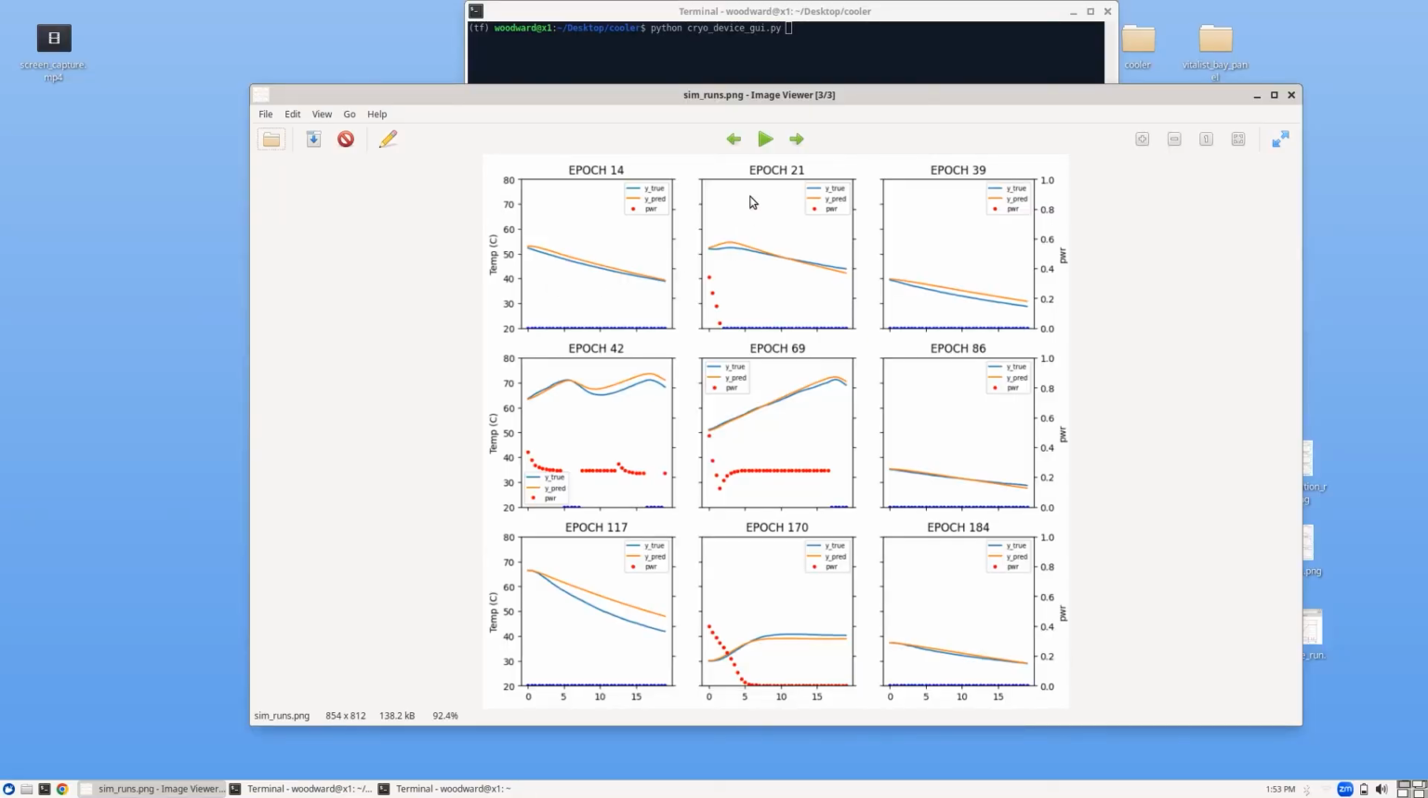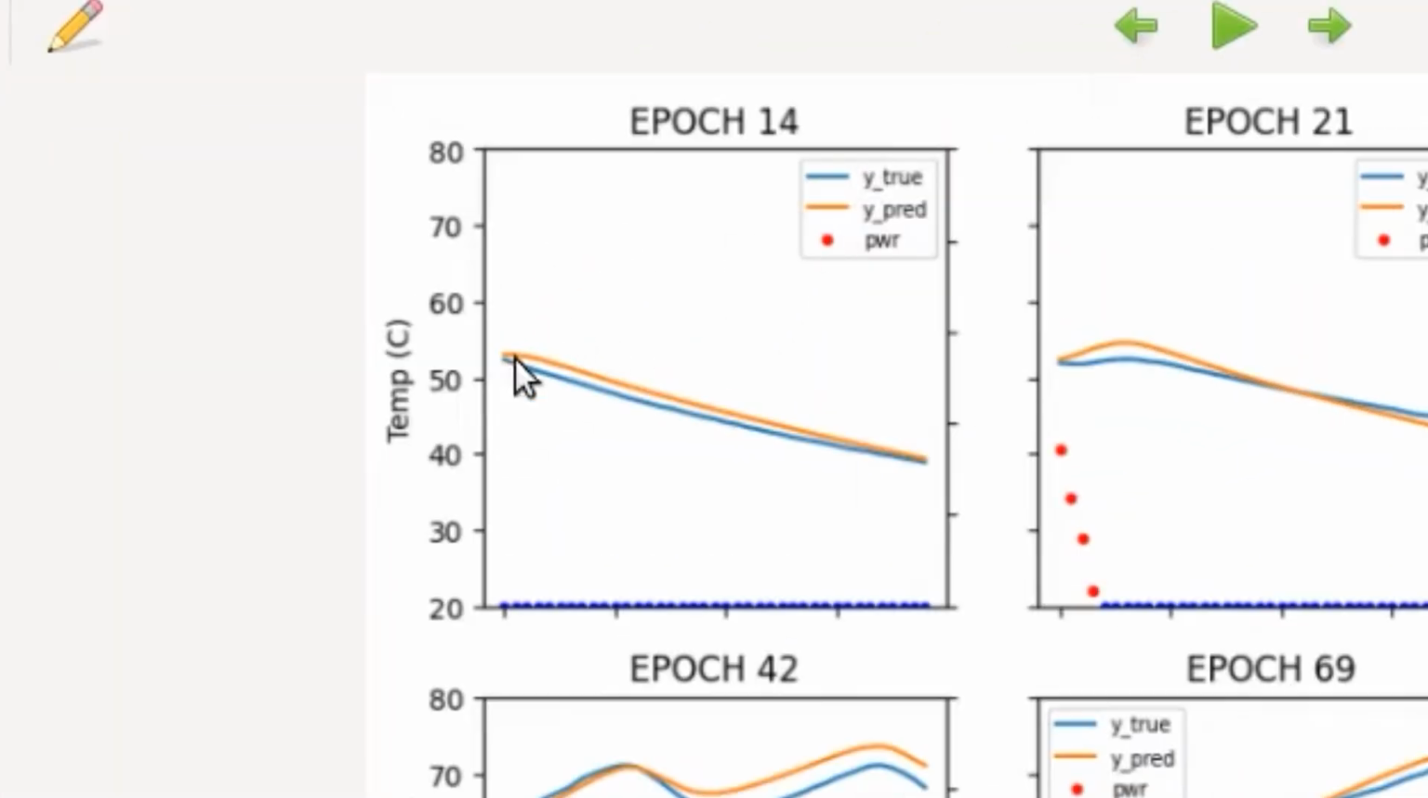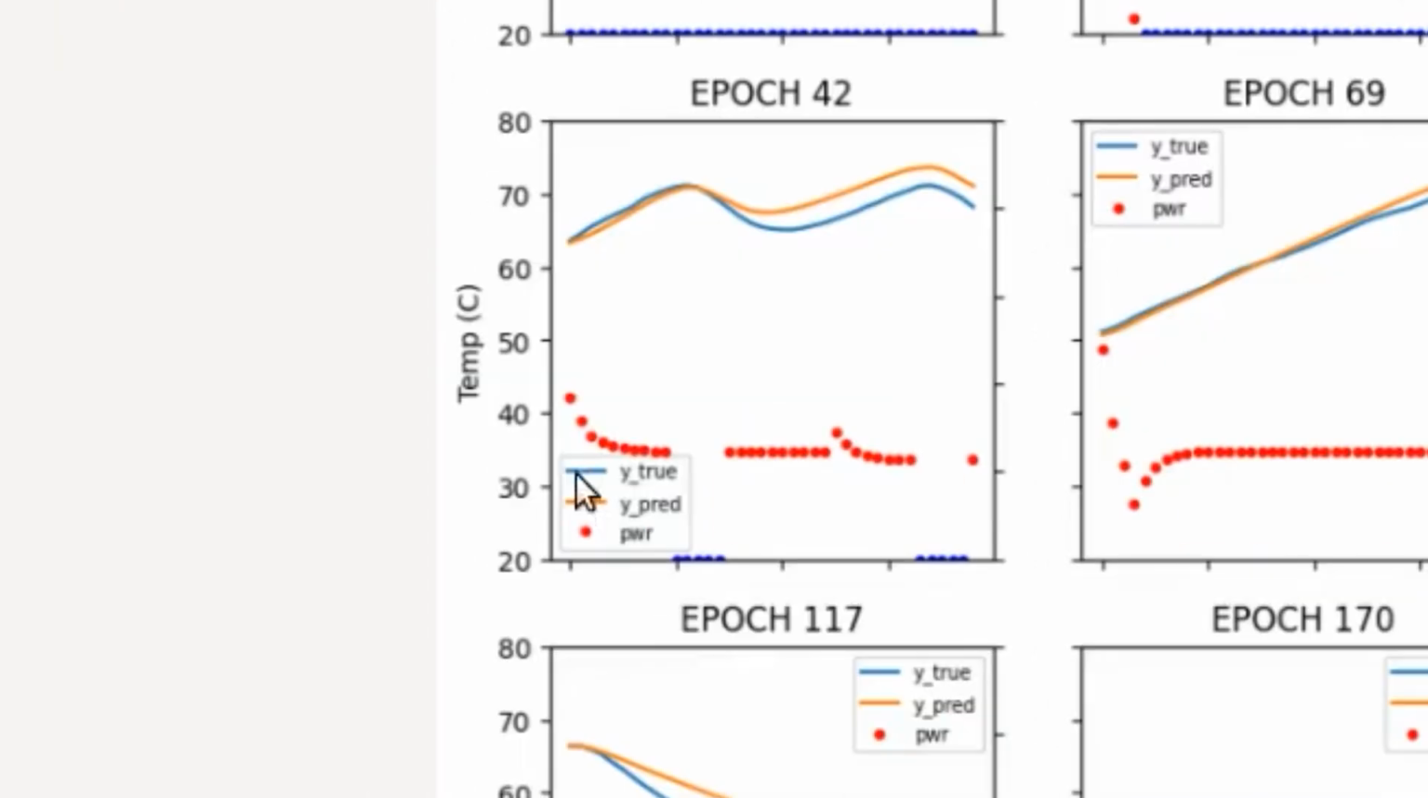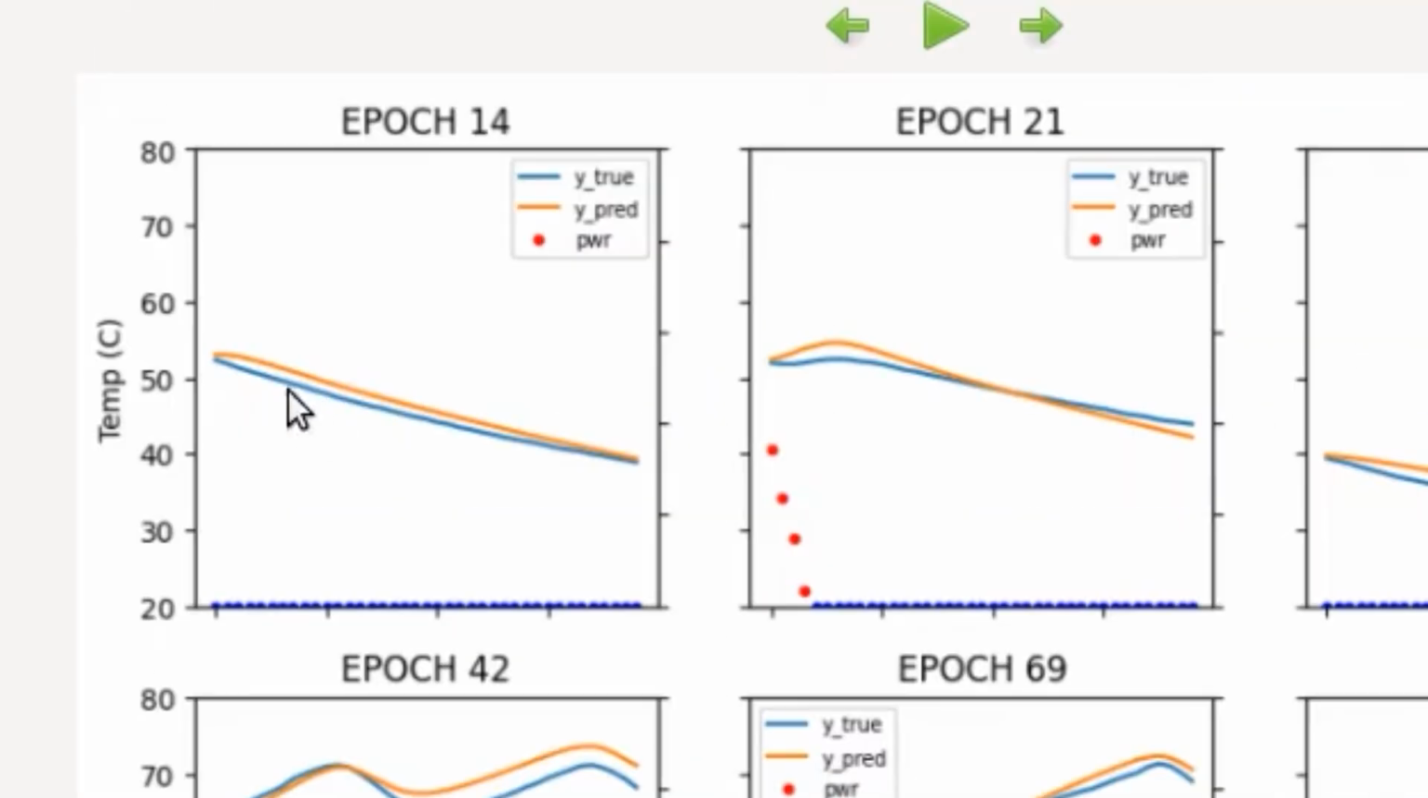So here, the blue is the true values. Down below are the controls. This is when heat was applied. This is when it was plunged in. The purple or whatever blue down there is when it was plunged. And then the actual lines here are the temperature curves. The blue line is what was actually measured during the data collection, and then the orange line is the predicted.